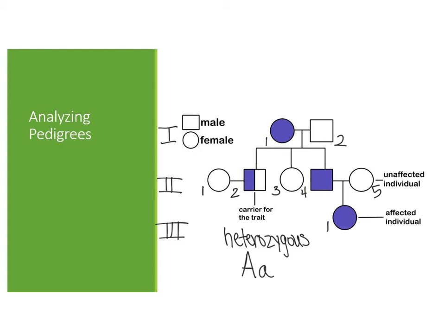Okay. But then what about these 2 other people on the end? Okay. Do you see how there's no connection between this person and that person? Okay. That means that they married into the family.